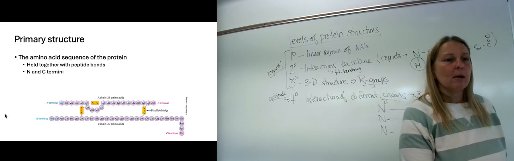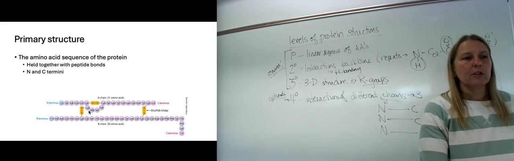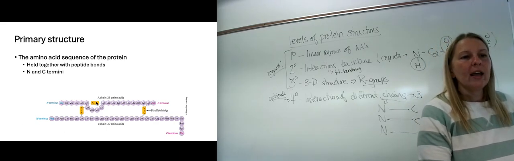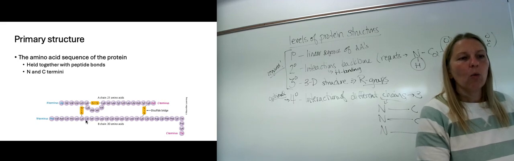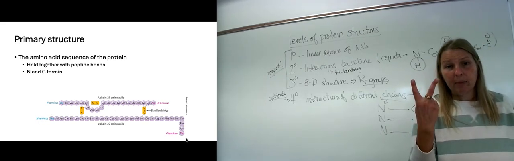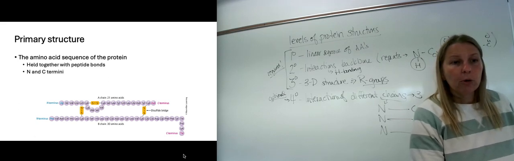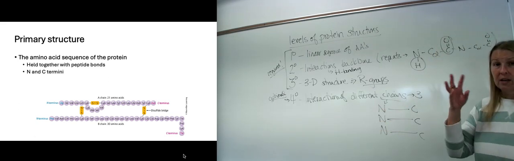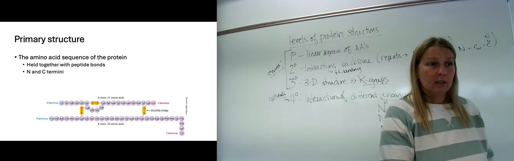So you can see in this example, skipping ahead to quaternary structure, we have 1 N-terminus and 1 C-terminus here, and 1 N-terminus and 1 C-terminus here. So we actually have 2 polypeptide chains. This particular protein also has quaternary structure because of those interactions between those different chains.